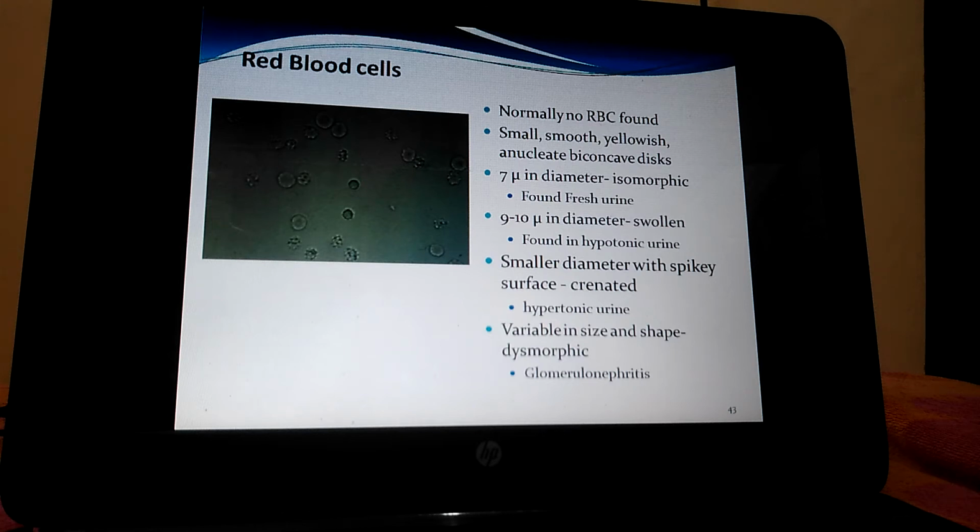Smaller diameter RBCs with spiky surface, that is crenated, are seen in hypertonic urine. Variable in shape and size, that is dysmorphic RBCs, are seen in glomerulonephritis.